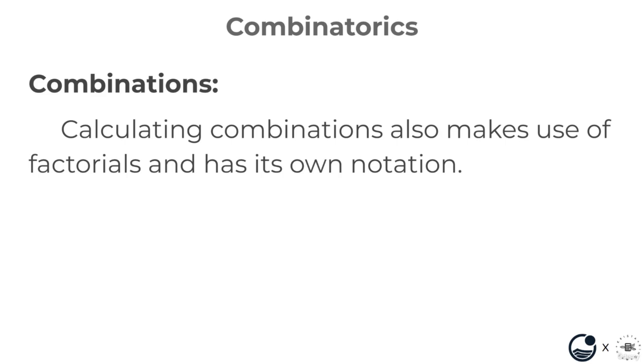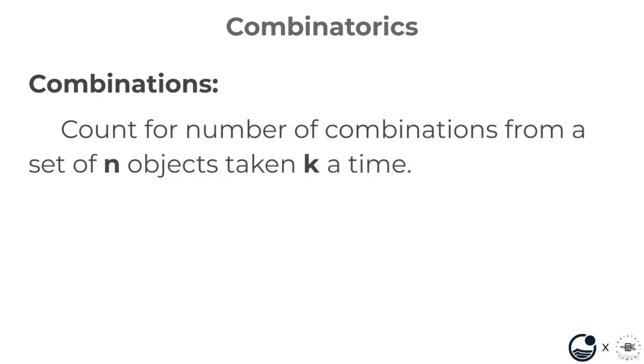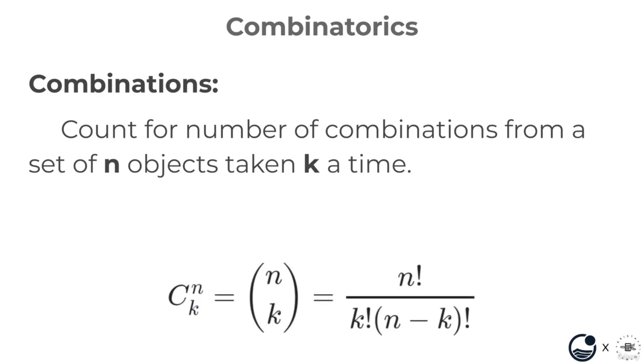Calculating combinations also makes use of factorials and has its own notation. So, formally speaking, if we want the count for the number of combinations from a set of n objects taken k at a time, so for example, n could be 100 people, and we want to figure out how many combinations of 10-person baseball teams we can make, that means k is equal to 10. We can plug it into the combination formula. That looks like this.